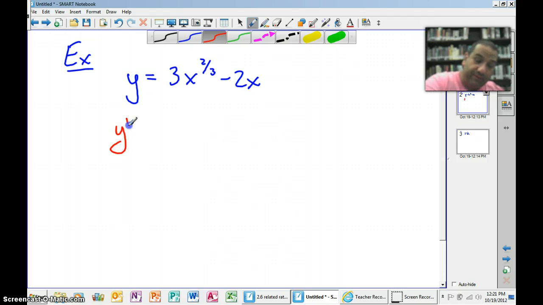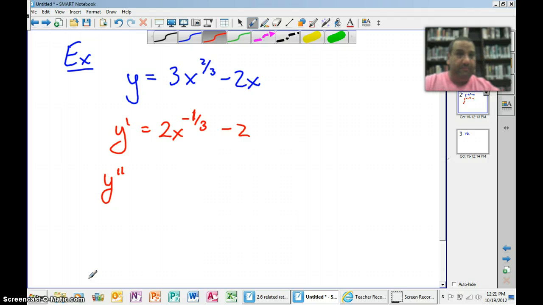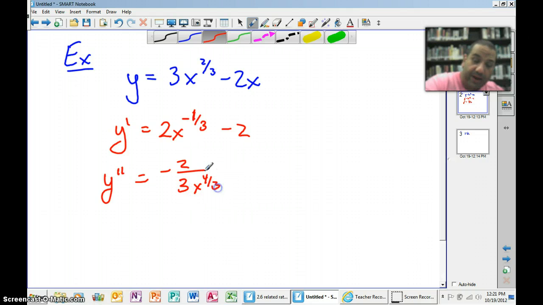So the first derivative, got to find the first derivative, find second derivative. First derivative is 2x to the negative 1/3 power. That's 1/3 minus 2. And then we're going to find a second derivative. I haven't moved it yet because I'll move it at the end. And the second derivative is now going to be negative 2/3, and then this is going to be x to the 4/3 power on the bottom. Remember, that goes to 0.